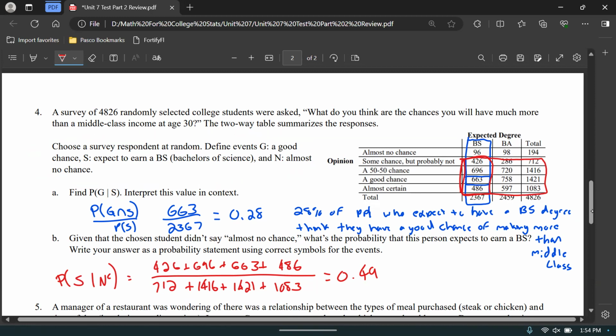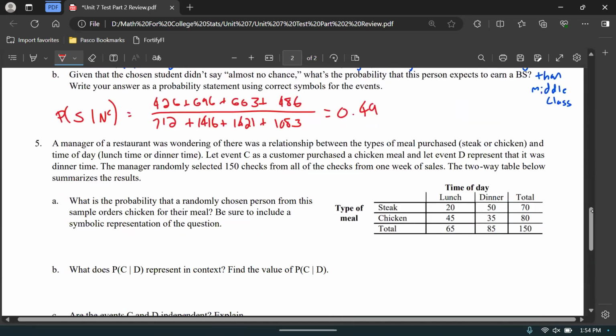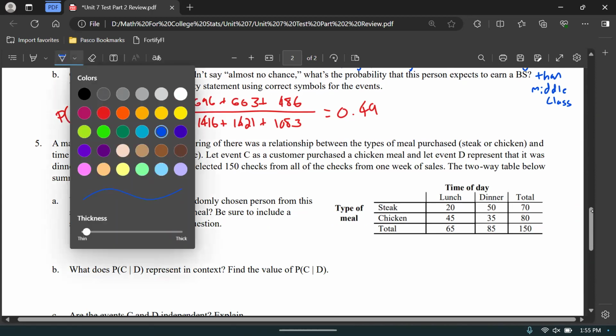So not almost no chance. And then a BS degree. So they expect to earn a BS degree given that they didn't say almost no chance. All right, and then a final question. Or not final, there's 5 and 6.